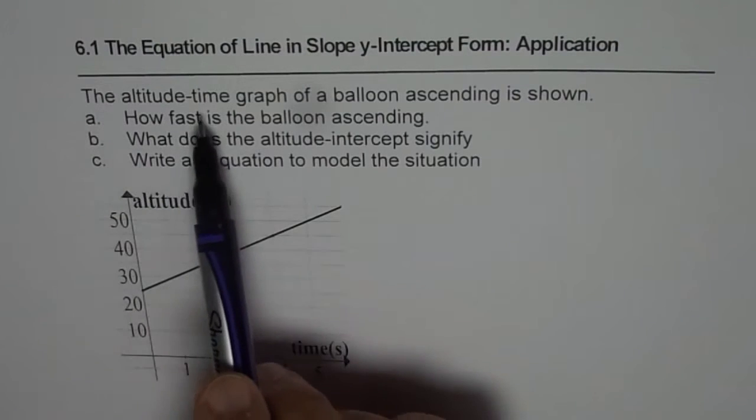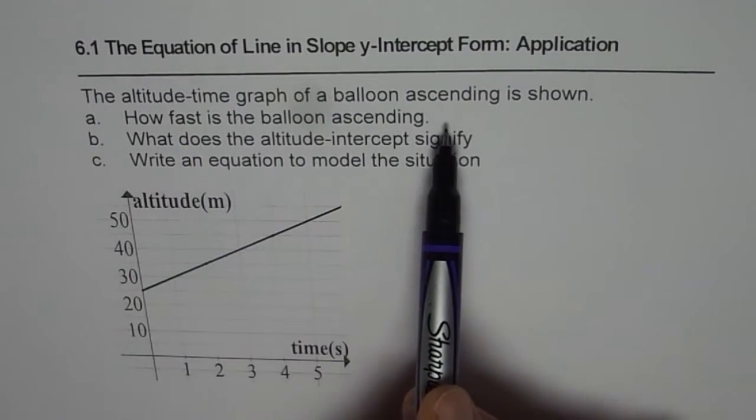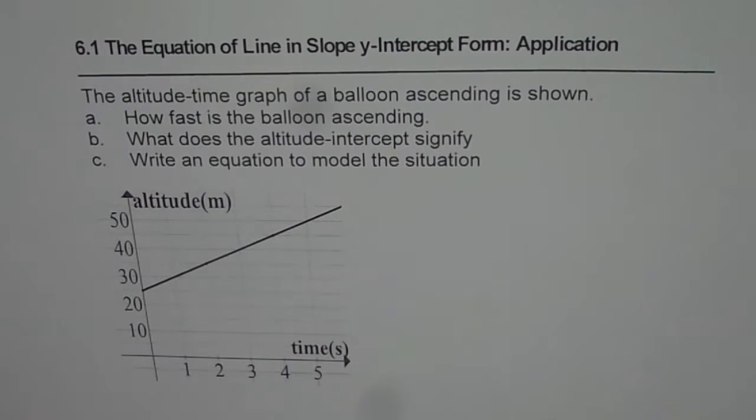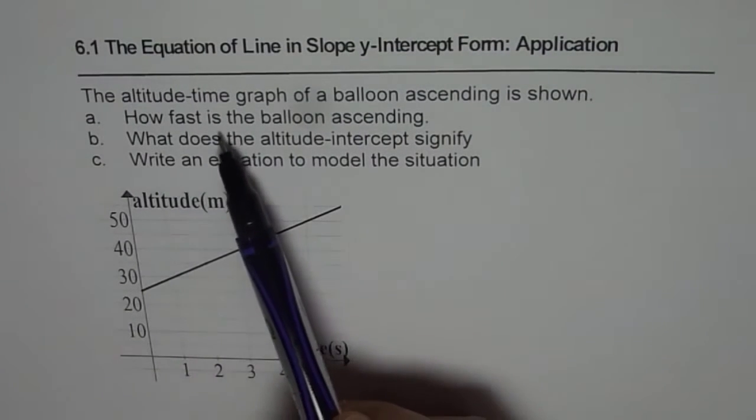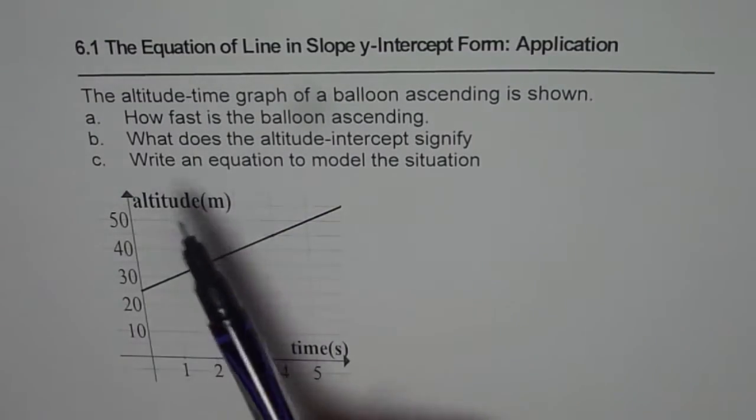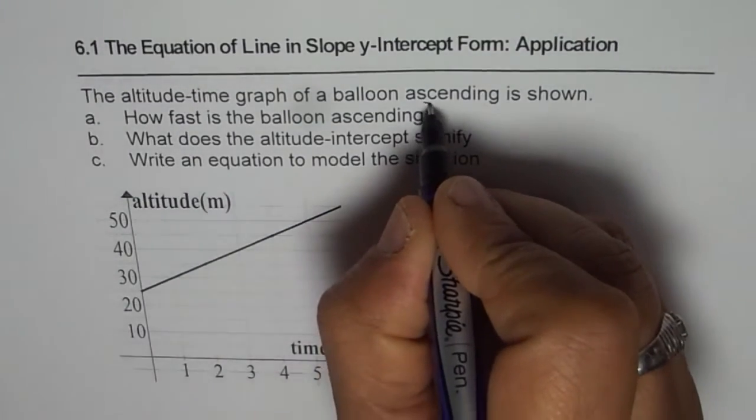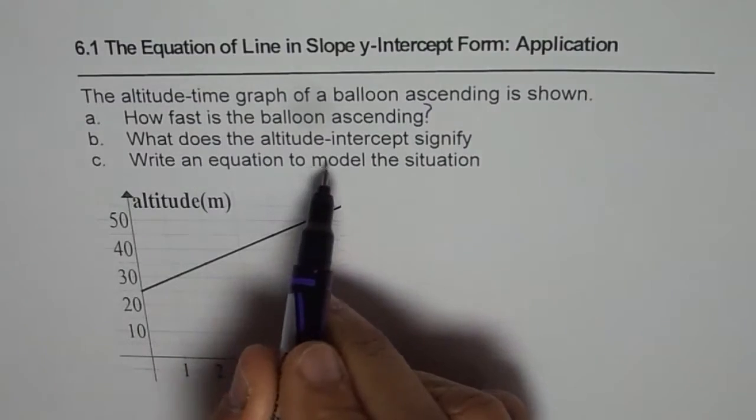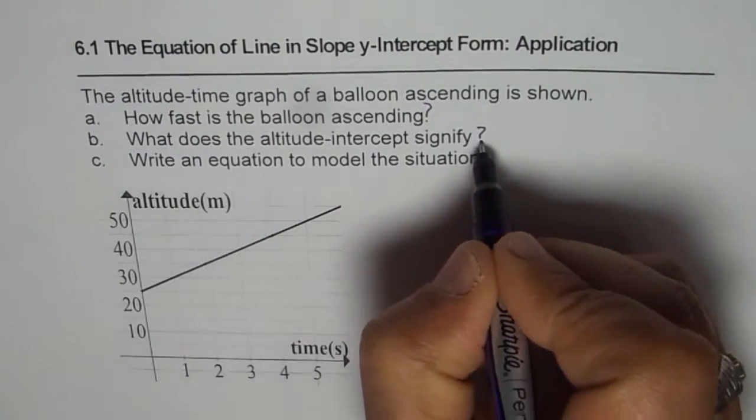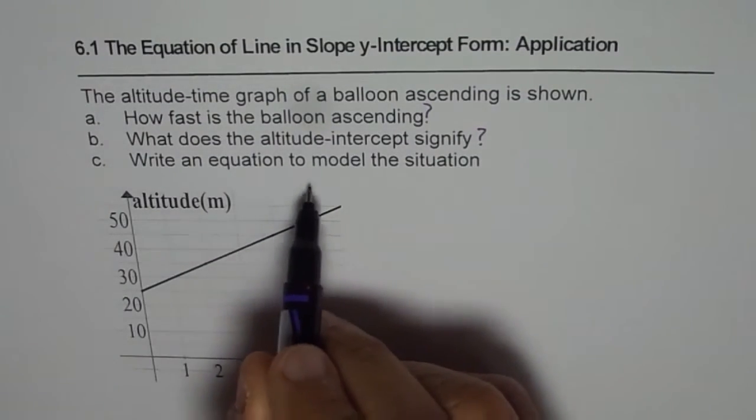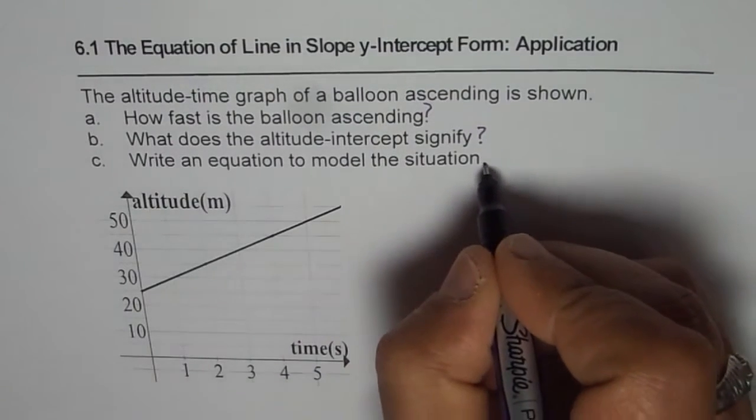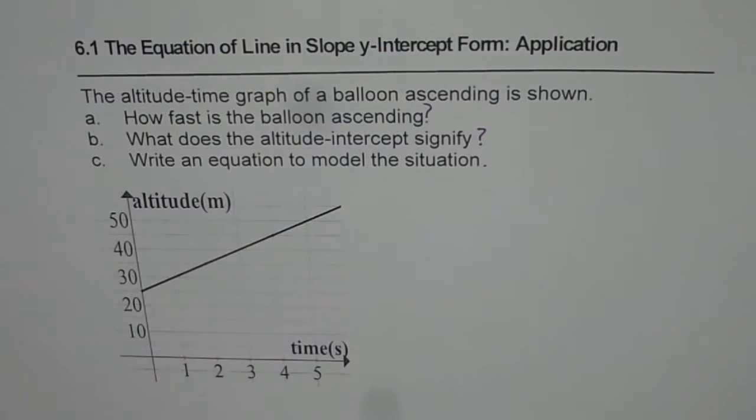So consider the graph here for this particular question. The altitude time graph of a balloon ascending is shown in this graph. What you need to answer is, how fast is the balloon ascending? And what does the altitude intercept signify? Write an equation to model the situation. So these are the three questions for you. You can pause the video and answer these questions.